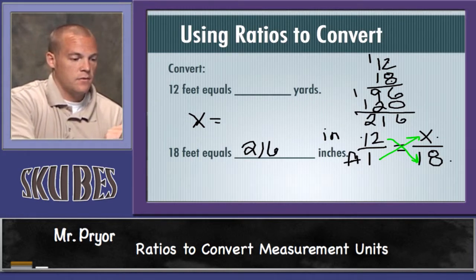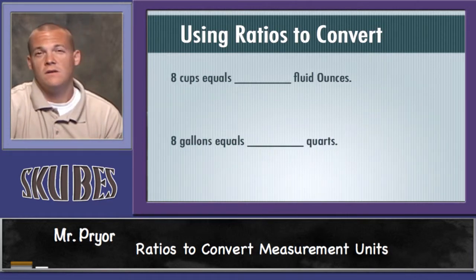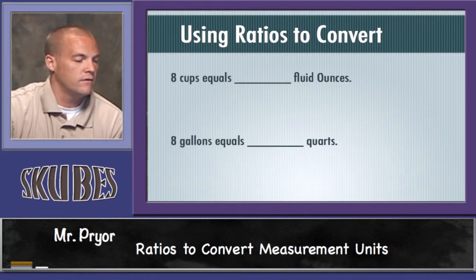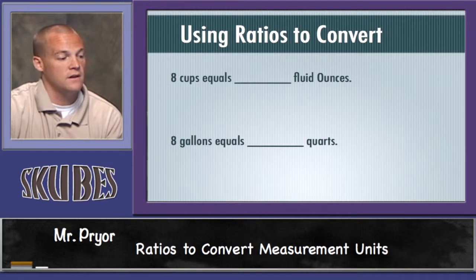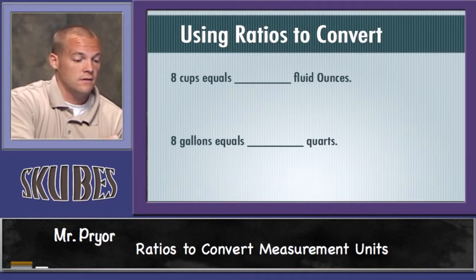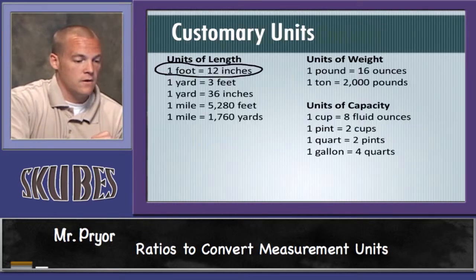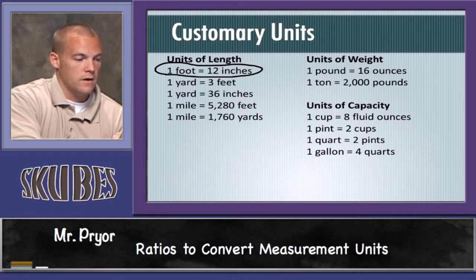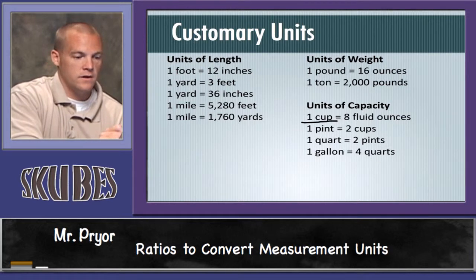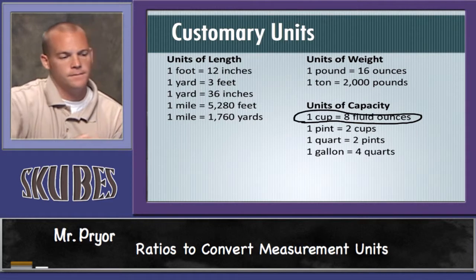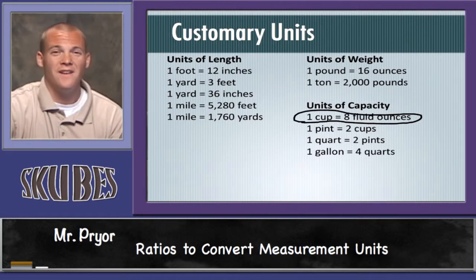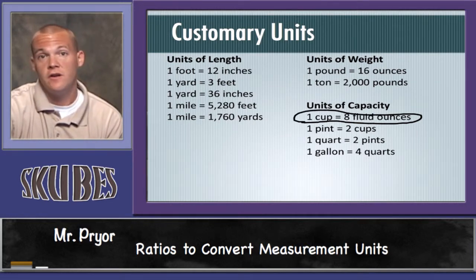All right, the next couple of examples, we're just going to continue to look at the different types of customary units here. Now we're looking at cups to fluid ounces. Let's check out where that's going to lie on our chart here. Our cups to fluid ounces are right here. Cups, 1 cup to 8 fluid ounces. Okay, so 1 to 8 or 8 to 1, depending on how you want to write it.